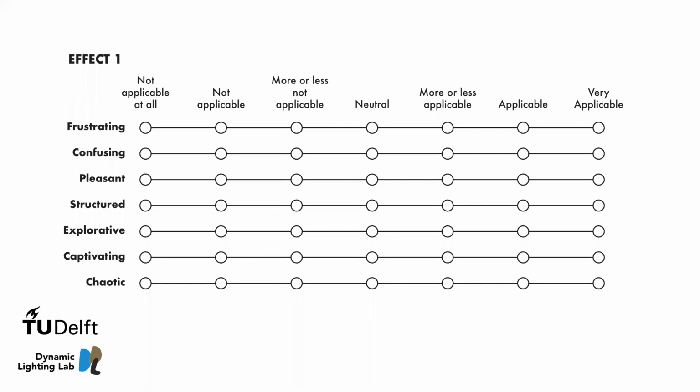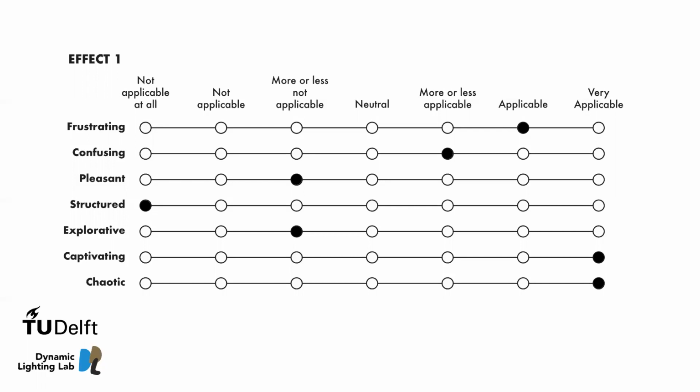So that would look something like this. You would have the list of 40 words per texture or atmosphere created, and they would rate it on a 7-point Likert scale on the applicability. So for instance, they would find frustrating very applicable to the texture, and pleasant they would find more or less not applicable. So accordingly, they would fill out the entire form, and already you can see some kind of pattern emerging here.